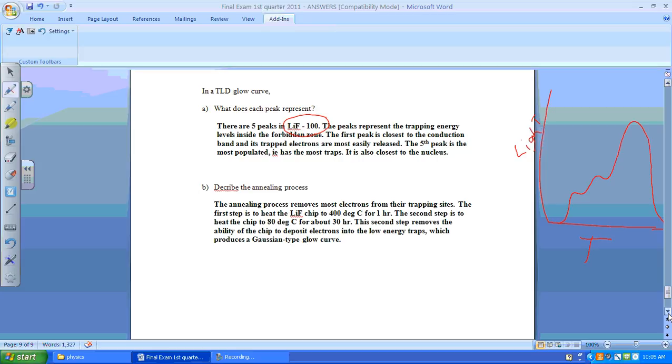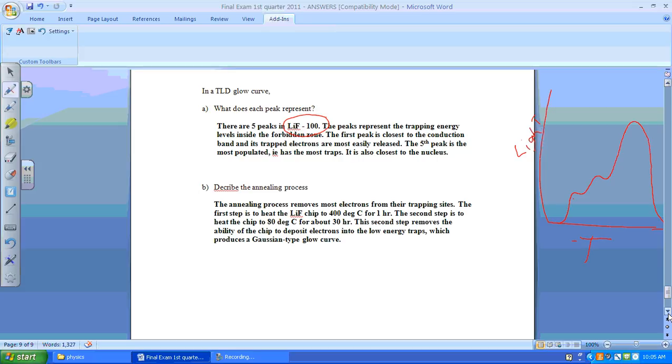Depending on the distance from the trapping center to the atom's nucleus, that establishes the energy level. So the first peak down here is the one that's closest to the conduction band and furthest away from the nucleus. Trapped electrons are most readily released, and because it's furthest away, they're most easily released. So as the temperature increases, right away they get released and they create light output as they drop down to lower energy levels.